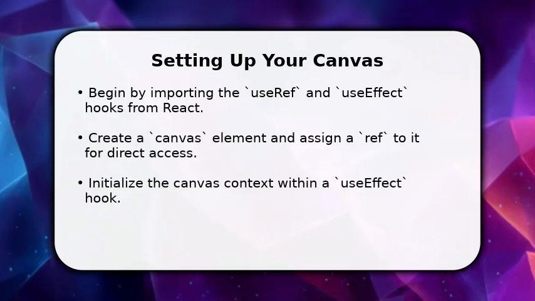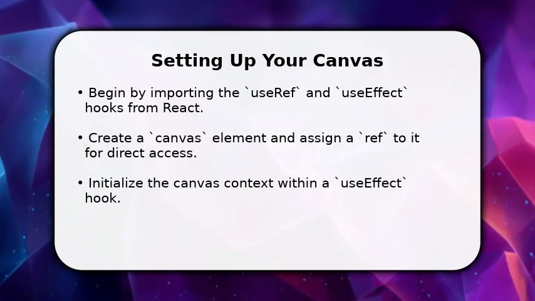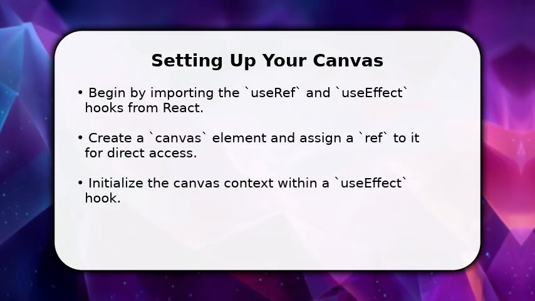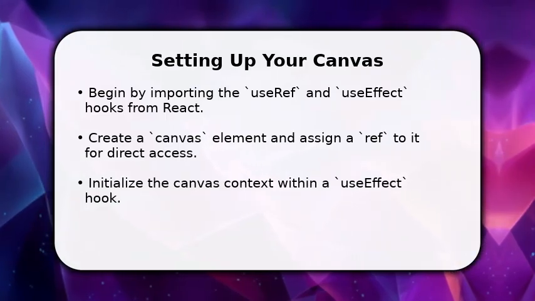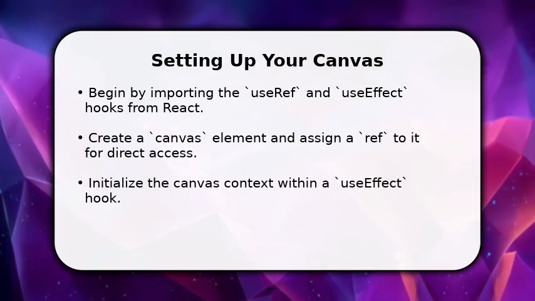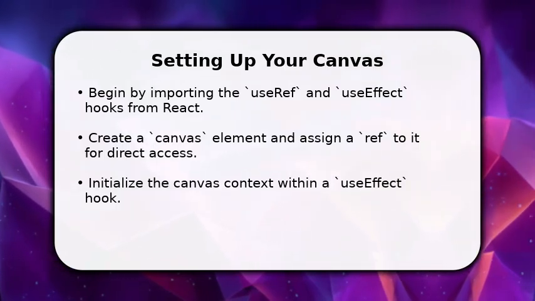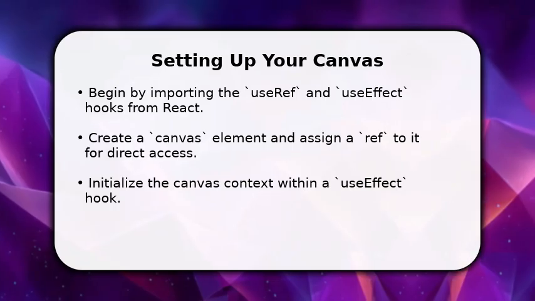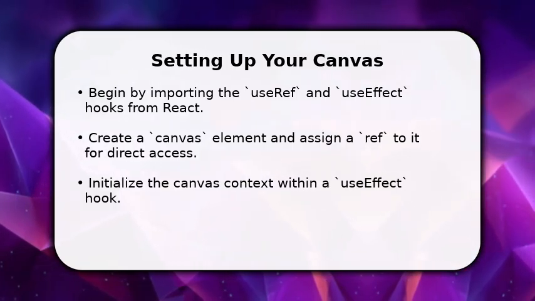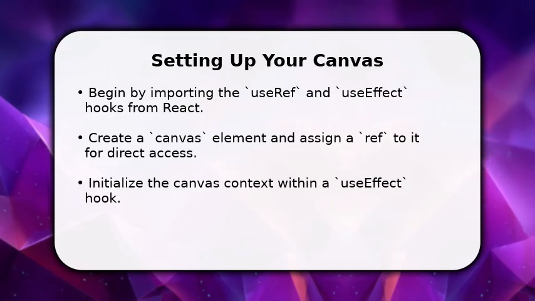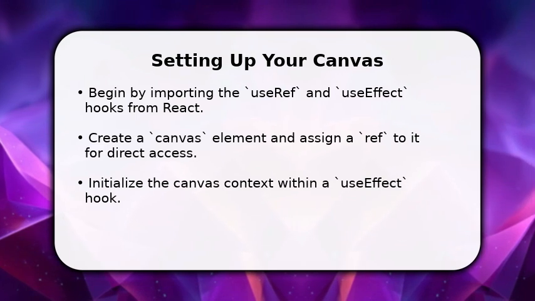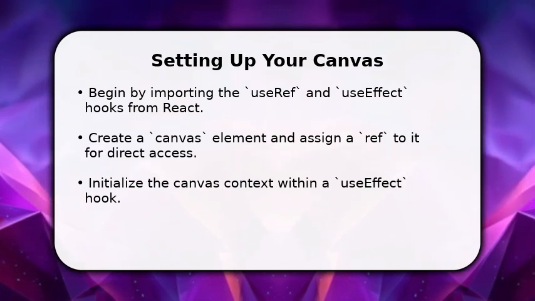In this video, I will explain how to create a canvas in ReactJS. To begin, you will need to import the useRef and useEffect hooks from React. Next, create a canvas element in your component's render method and attach a ref to it. This ref will allow you to directly access the DOM canvas element. Inside a useEffect hook, you can then get the two-dimensional rendering context, which is essential for all drawing operations. This foundational setup prepares your canvas for visual content.